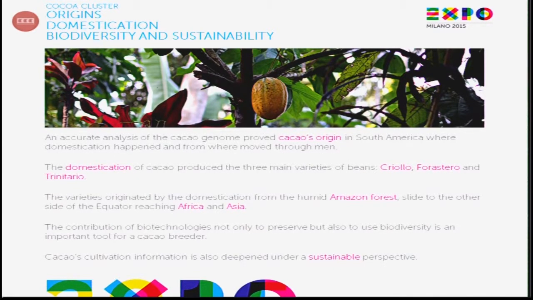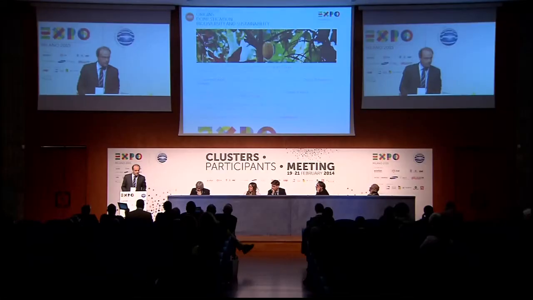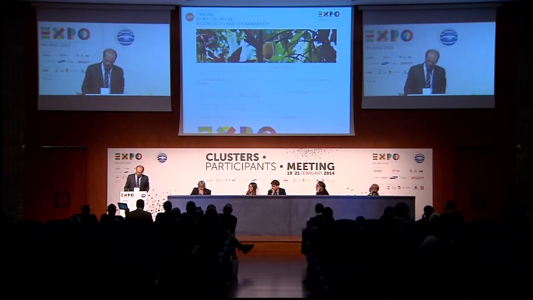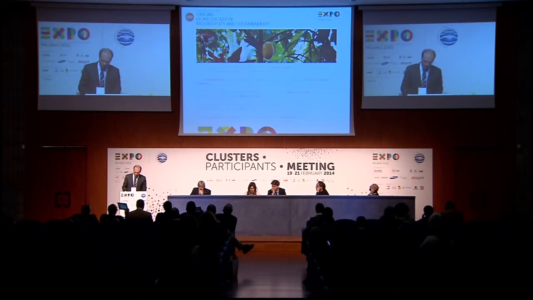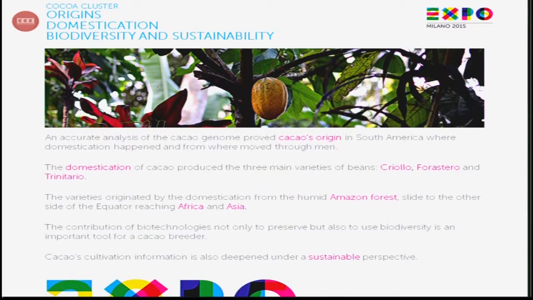Domestication of cacao produced the three main varieties of beans known as Criollo, Forastero, and Trinitario, even if a more detailed analysis revealed the presence of 10 different genetic clusters in these species. The varieties originated by the domestication from the humid Amazon forests lie to the other side of the equator, reaching Africa and Asia. And so we are connecting the points all around the world. The contribution of biotechnologies and science, not only to preserve but also to use biodiversity, is an important tool for a cacao breeder.